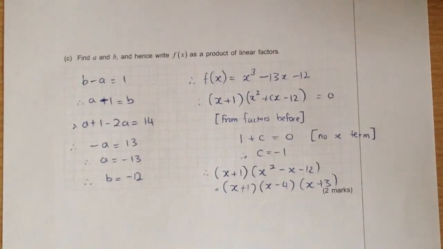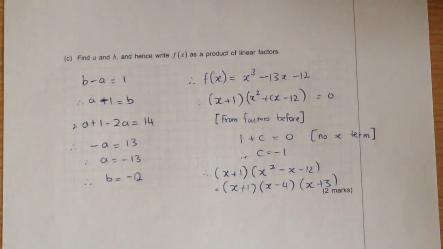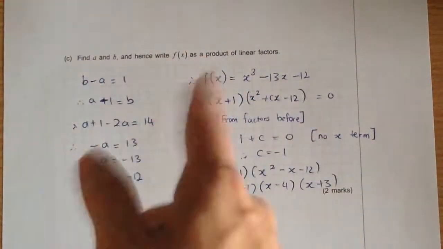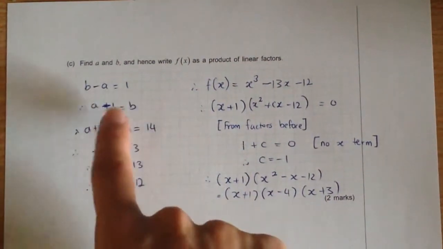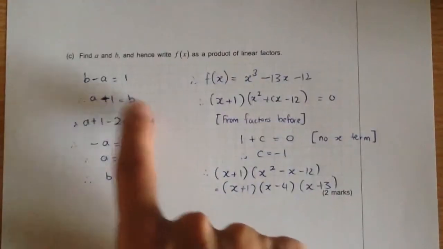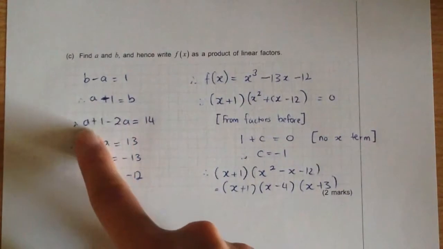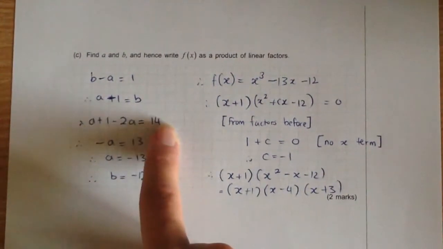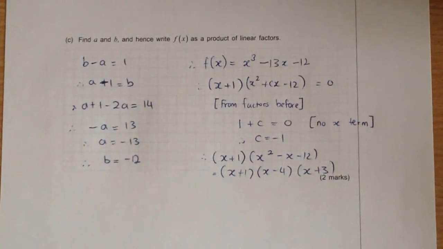So b take a is equal to 1. We know that from before. That was the very first thing we were asked to find back in A of question 5. So we can rearrange this such that b is a plus 1, or a plus 1 equals b. That's just rearranging it. So we've got one variable in terms of another, so we can substitute that in wherever there's a b in the next equation. Now remember that b take 2a was equal to 14. Hence a plus 1 take 2a is equal to 14, because we know that b is just a plus 1, and we just substitute that in.